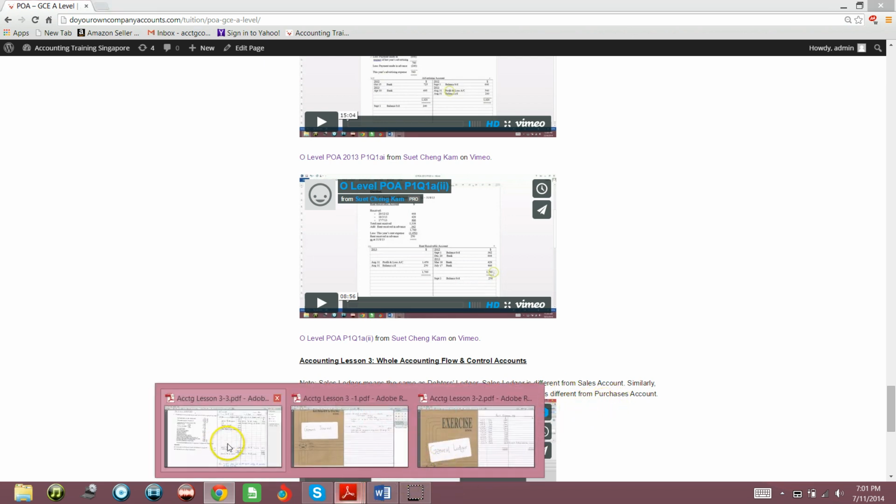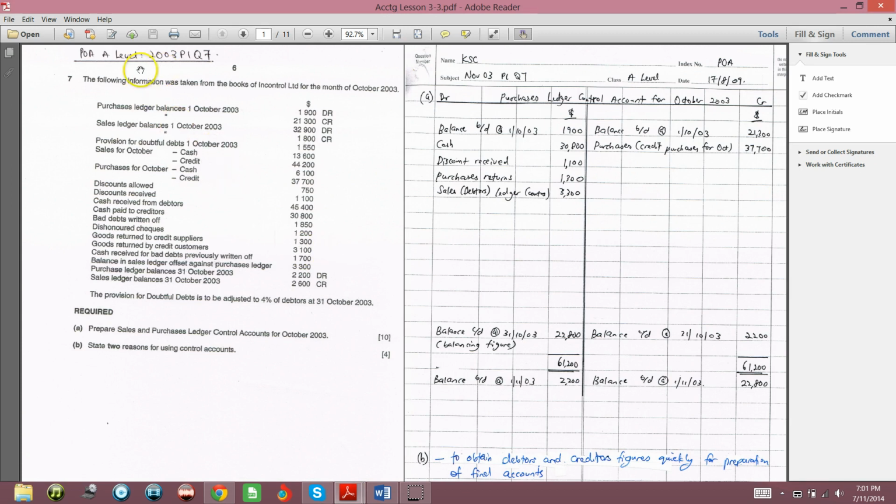Now let's look at a past year exam question. This question came out in A-level 2003 paper 1 question 7. It will also be beneficial for O-level students. You should buy the past year exam papers from the publishers, like what I showed you just now. The question says the following information was taken from the books of In Control Limited for the month of October 2003. What is required? Prepare the sales and purchasers ledger control account for October 2003.